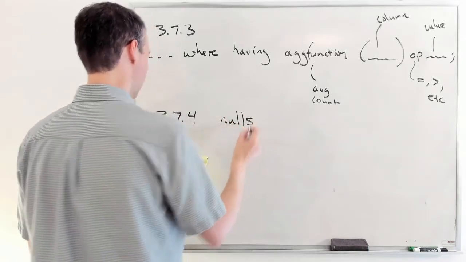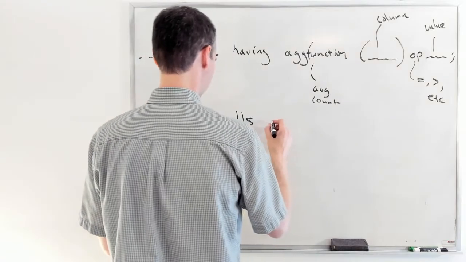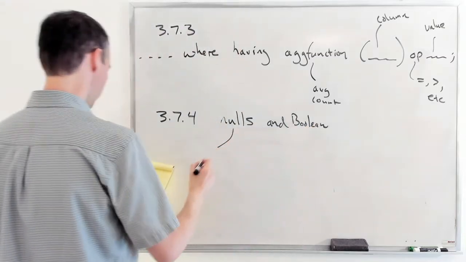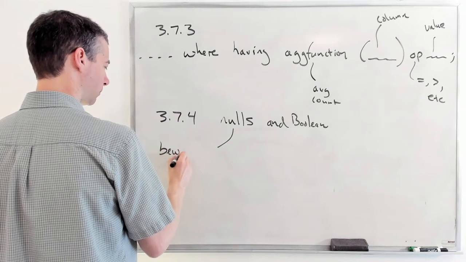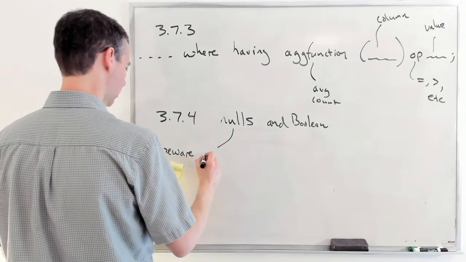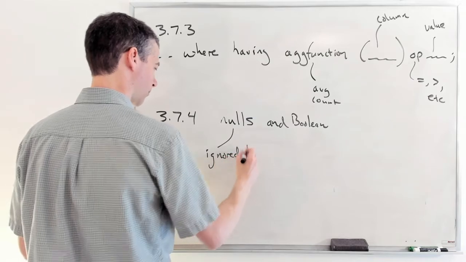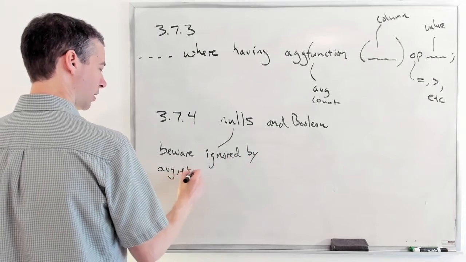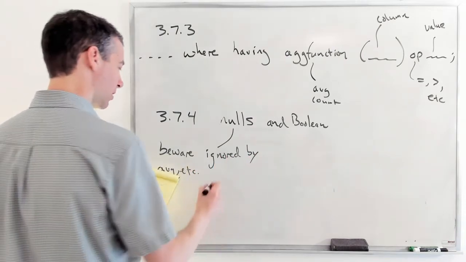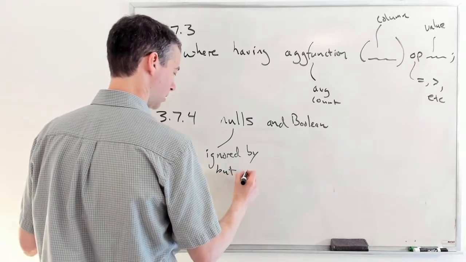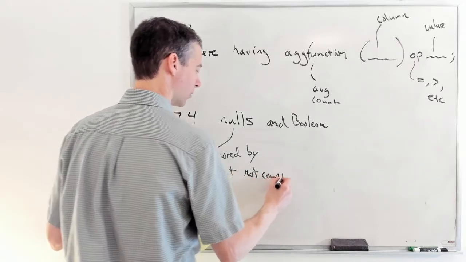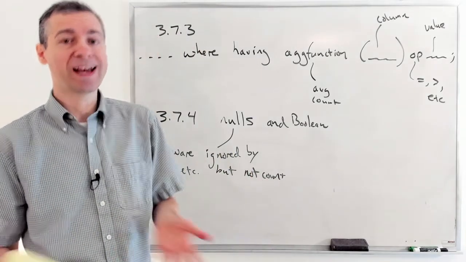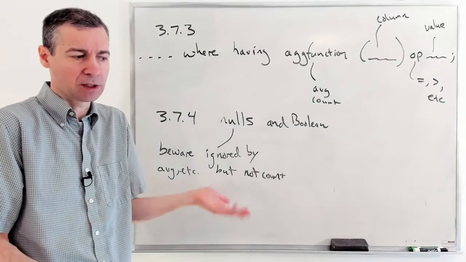All right. Section 3.7.4 talks about nulls and Boolean values. It repeats this warning that nulls are ignored by aggregate methods, average and max and min and stuff, but not count. So the idea is count: we're always wanting to know how many rows there were. And null is something that we want to count. Oh, that's a row. Who cares if it had null or not? I want to count it.